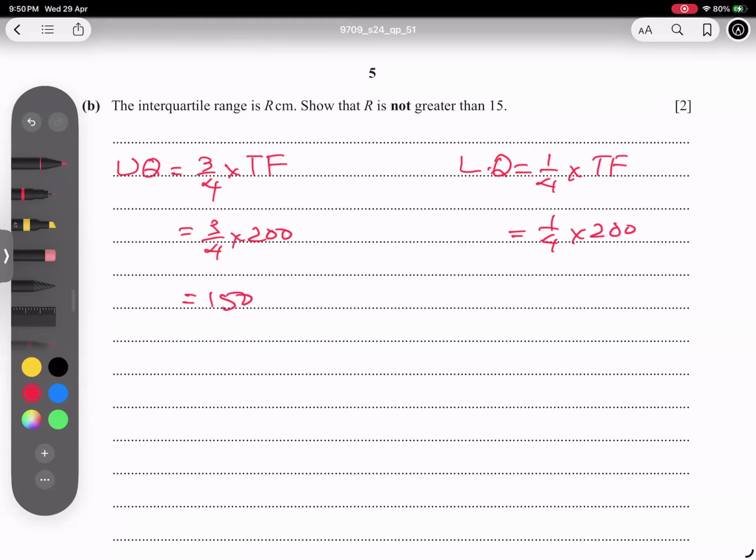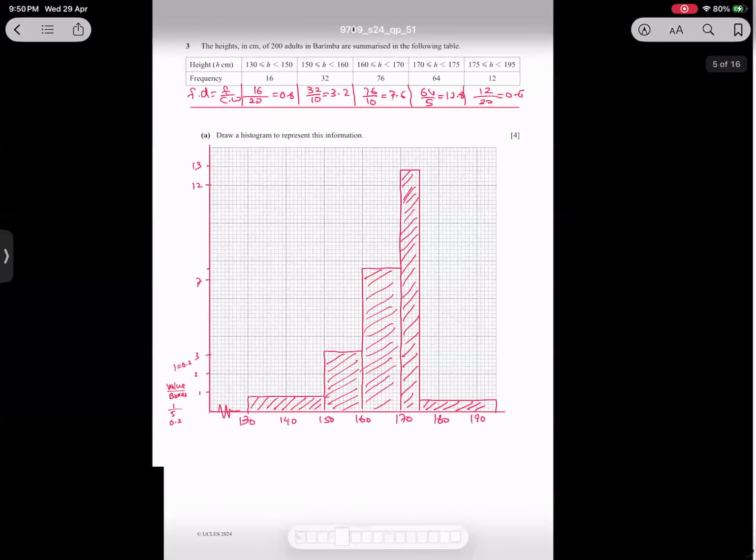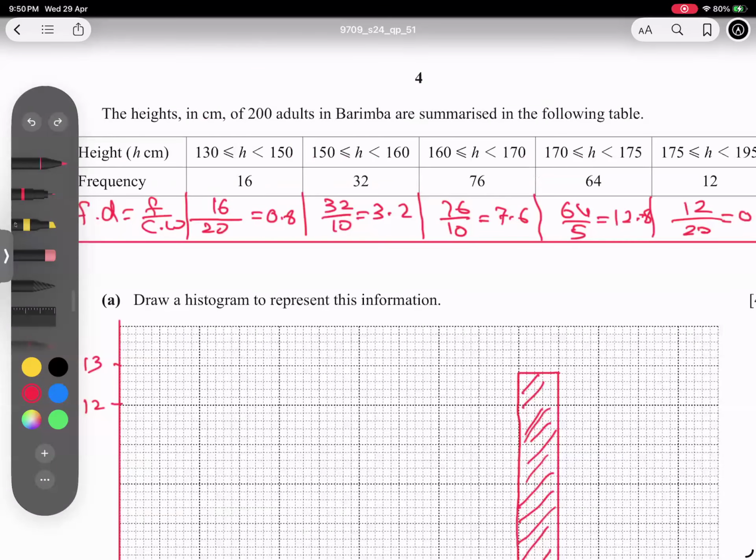And this is 50. So let's find which groups they fall in. First of all, lower quartile 50. Let's go where 50 is located. We'll find which section holds the lower quartile. So 16 plus 32, if you add, I get 48. So 48 is this one. I'm looking for 50. So the first two columns' frequency, if I add, I'm not reaching 50. I have to add this 3.